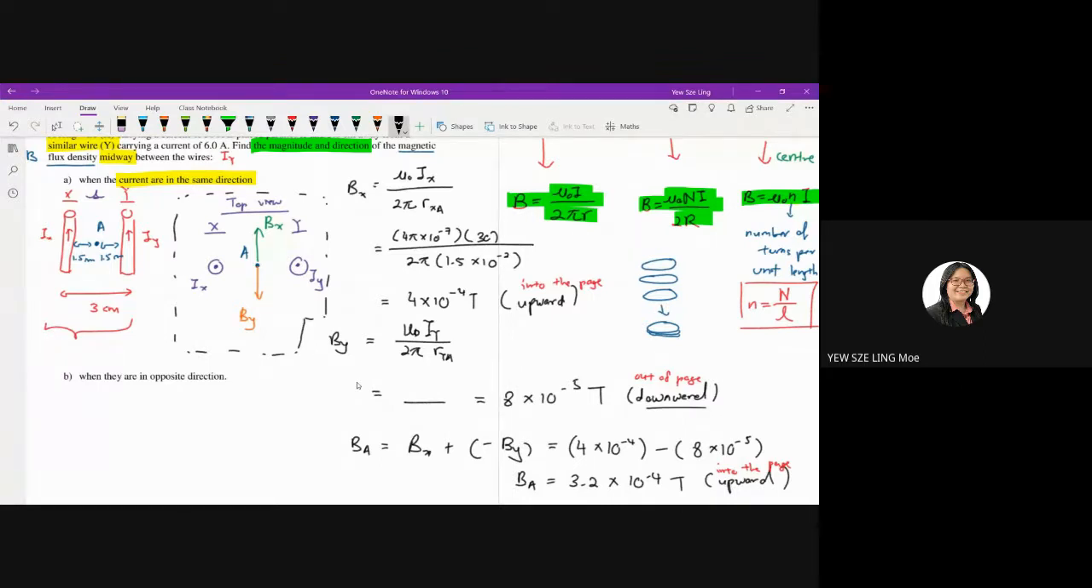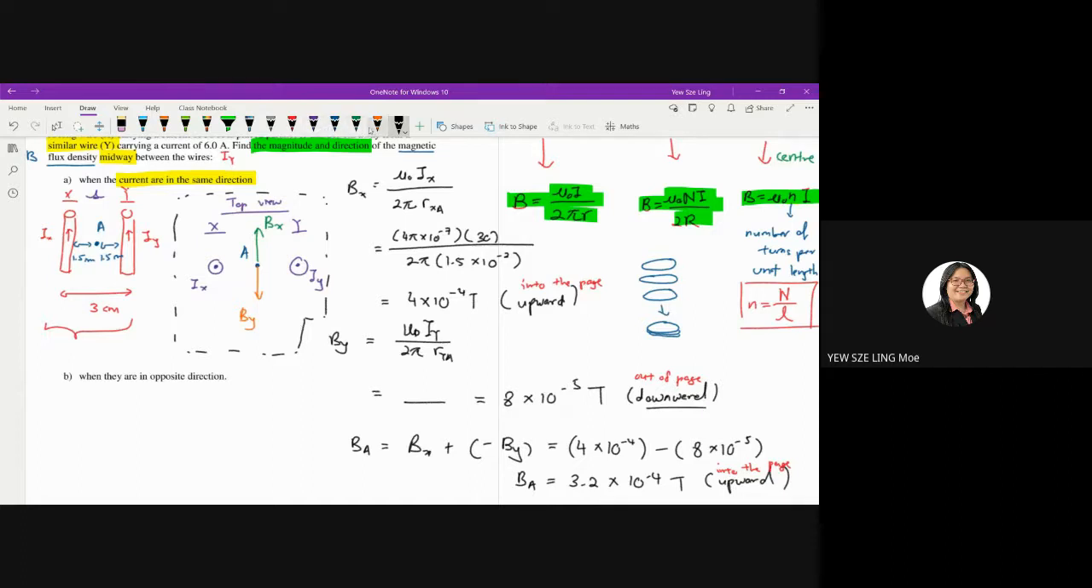Okay, some of you, if you are viewing it from the bottom, if you use the bottom view, then you're going to get BA as a negative value. Why negative? Because you're viewing it from the bottom. That's it. Nothing is wrong. So just make sure to show the diagram so that the examiner knows where you're looking at the object from. How does it look like? What are the directions of the current flow?